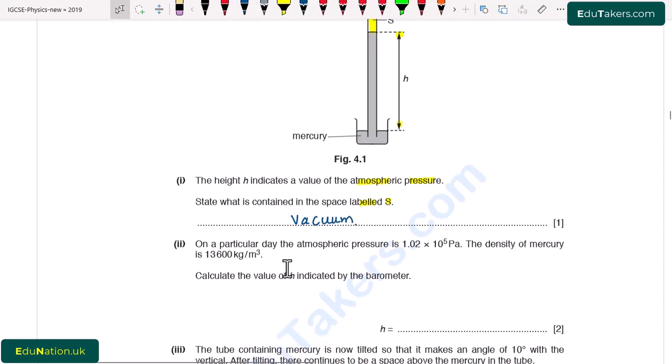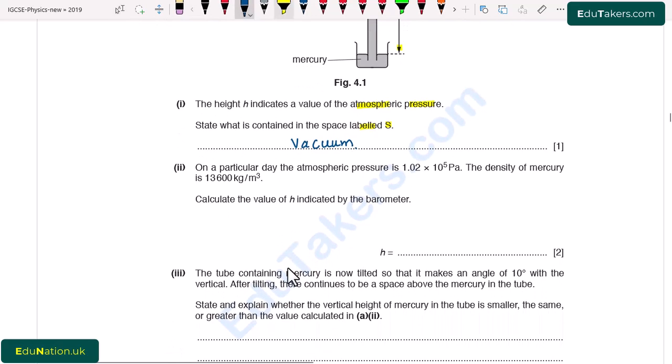Part 2. On a particular day, atmospheric pressure is 1.02 × 10^5 Pascal. The density of mercury is 13,600 kg per meter cube. Calculate the value of h, that is height, indicated by the barometer. So here we have to calculate the value of height, and we know that the pressure due to the air column P is equal to density times gravitational acceleration g times h. So P is equal to rho gh.